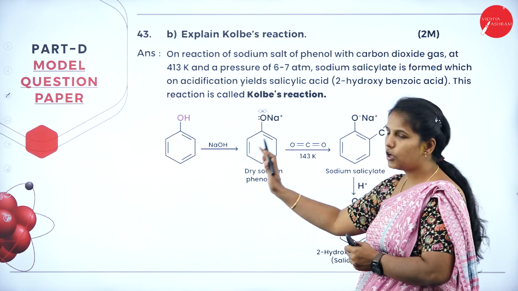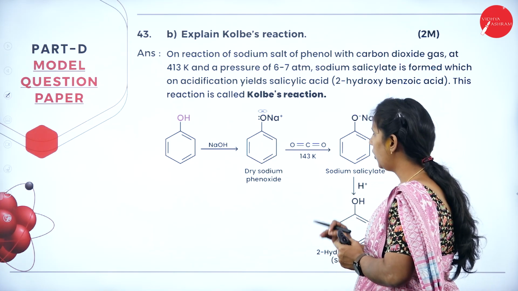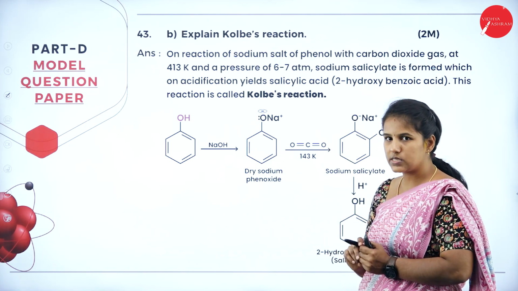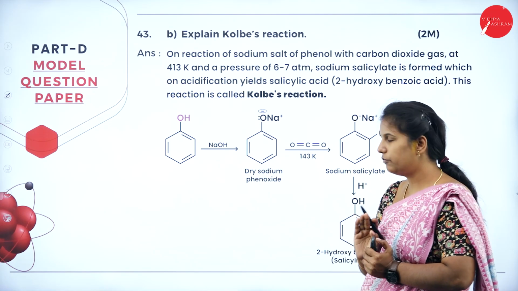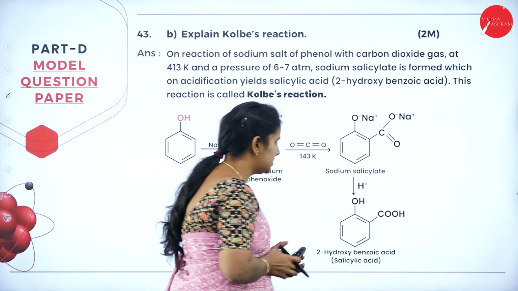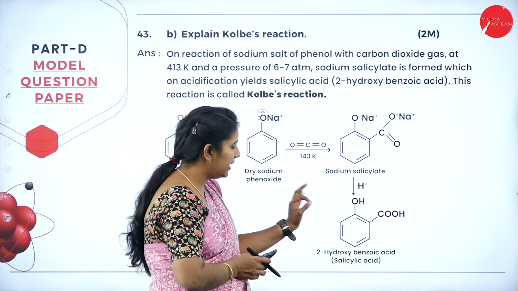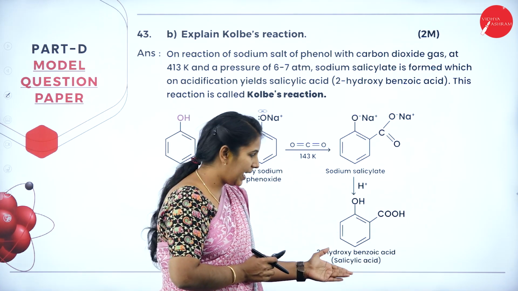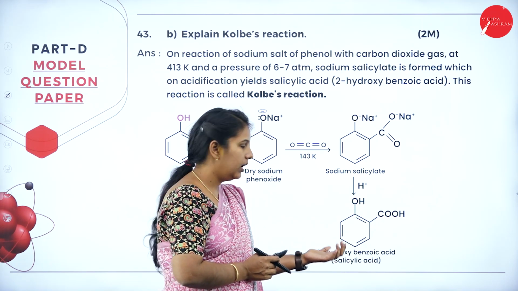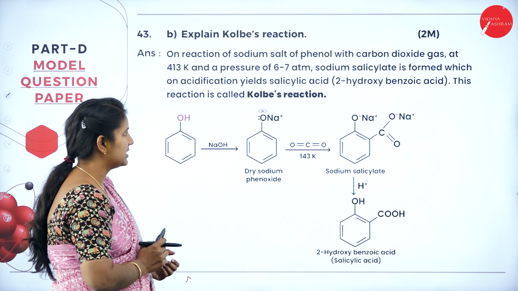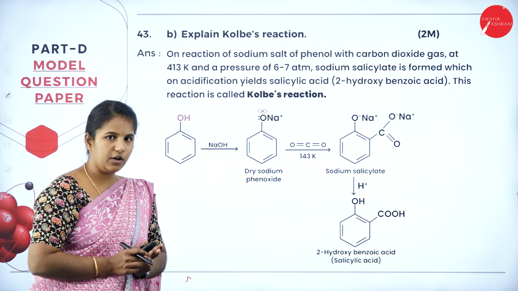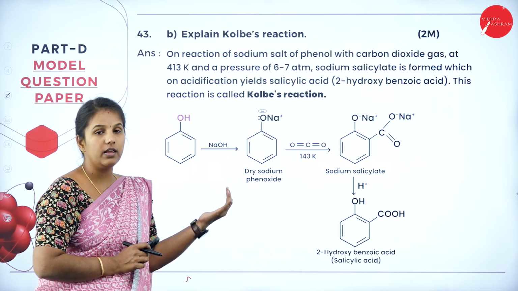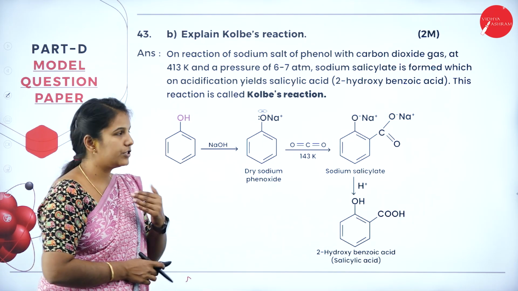Okay, when phenol is treated with a base, it forms dry sodium phenoxide, in presence of carbon dioxide at very low temperature, that is at 143. It forms a sodium salicylate. Once the sodium salicylate is treated with an acid, it forms salicylic acid, which we call 2-hydroxybenzoic acid. This reaction was given by Kolbe, hence it is known as what? Kolbe reaction, and it is one of the important named reactions too.